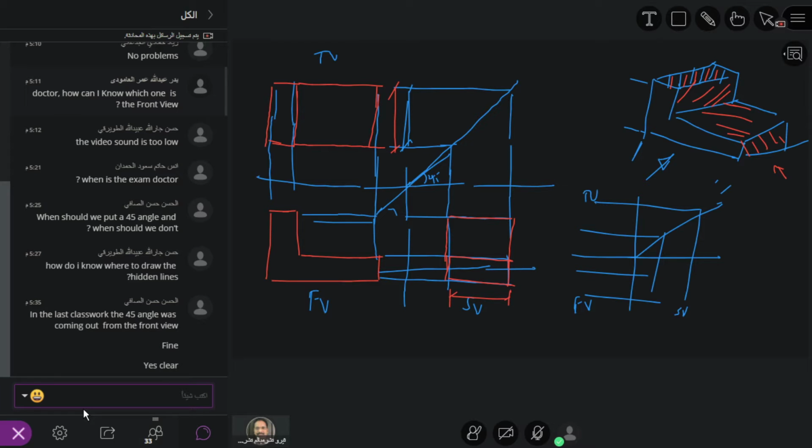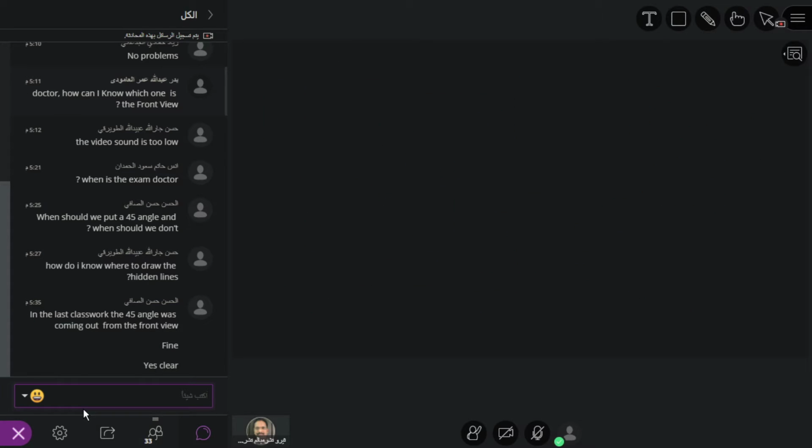Okay, what's the next question asked? You were asking, when should you put the 45-degree angle? How do I know where to draw the hidden lines? Okay, hidden lines, very, very important. Yeah, hidden lines. Okay, let me show you the hidden lines.